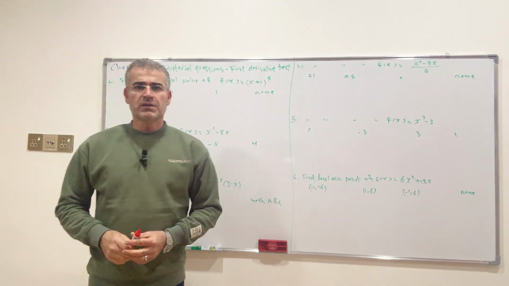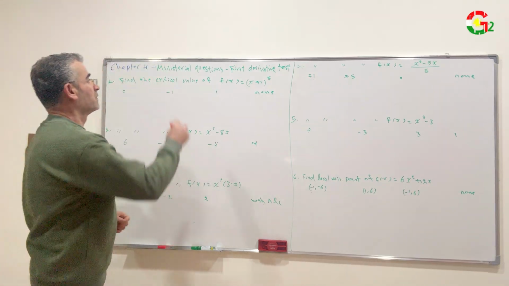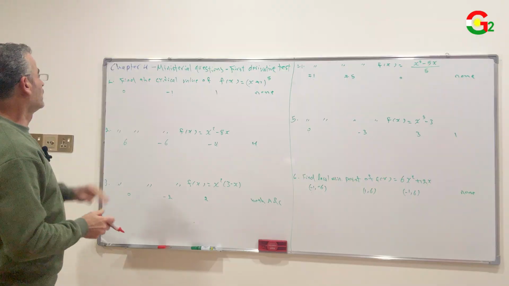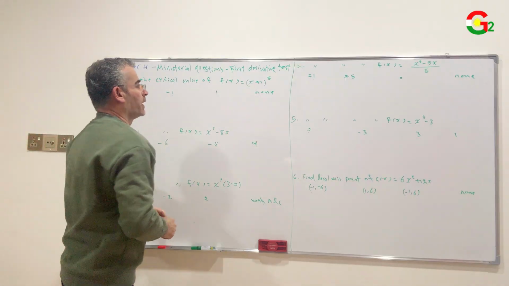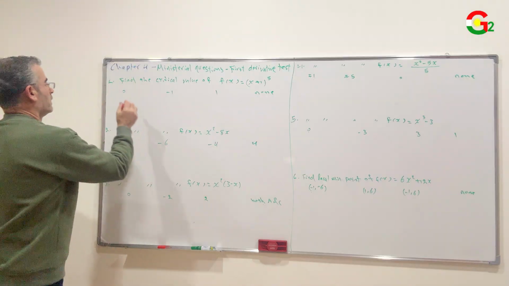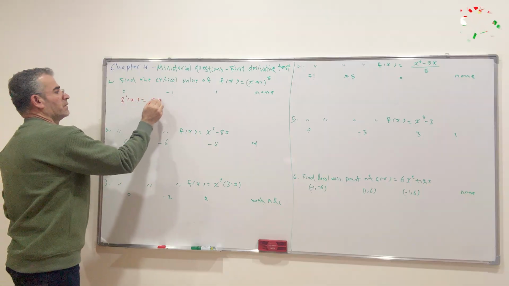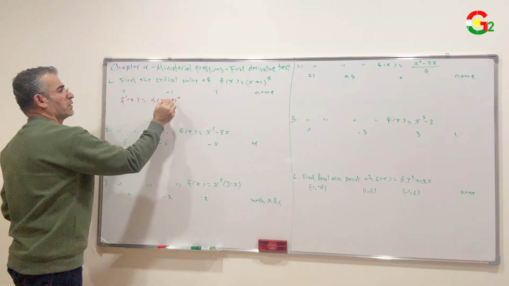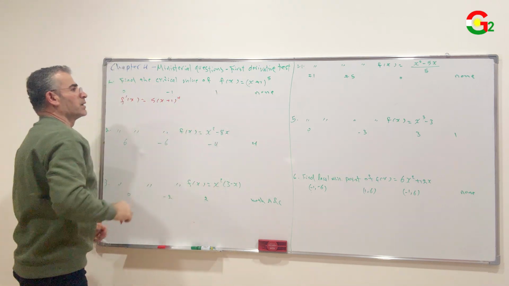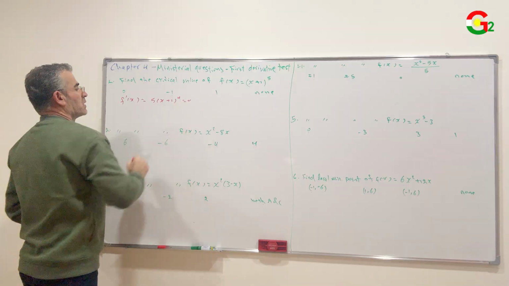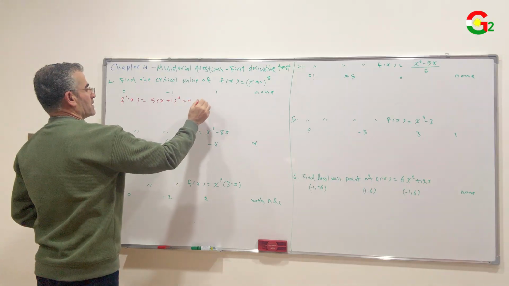Hello everyone. In this lesson I'll solve the ministerial question of lesson 4.1 first derivative test. Question number 1. Find the critical point of the function f of x equal (x plus 1) to the power 5. Find the derivative of this function first: 5 times (x plus 1) to the power 4 times the derivative of the inside of the bracket, 1. Set it equal to 0 and find the value of x.